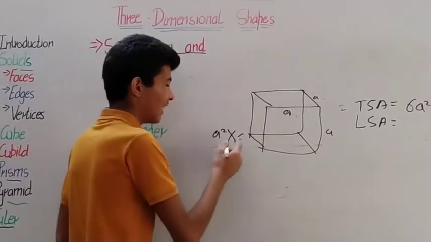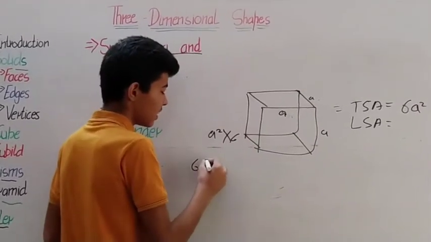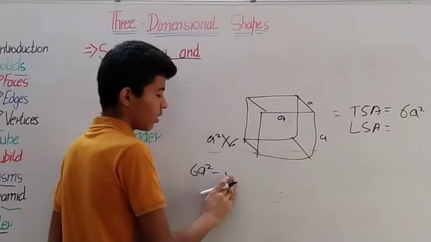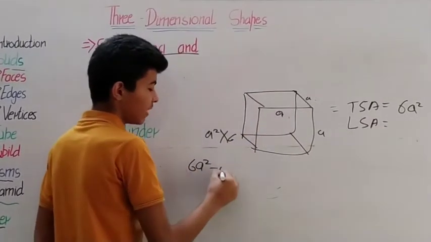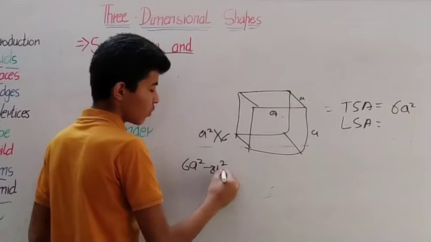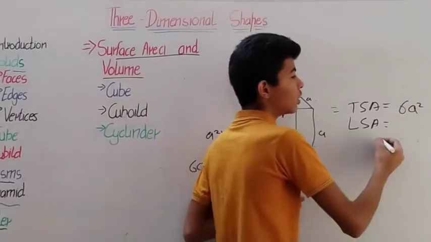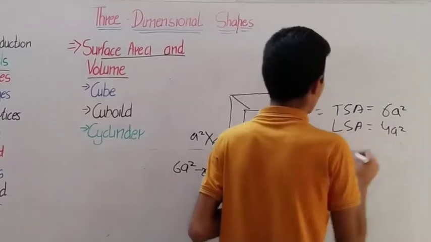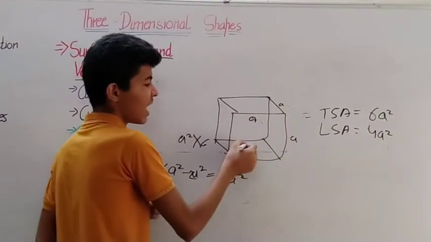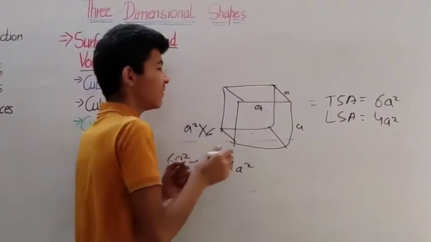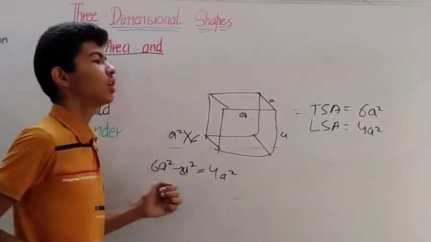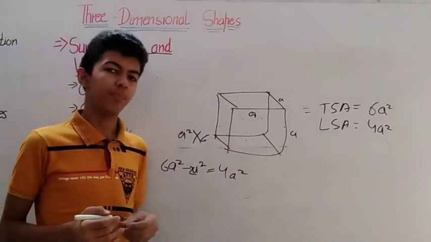That means we have to subtract 2A square from 6A square, and what remains is 4A square. So the lateral surface area is 4A square. Or you can calculate it as one face area, A square, and we require 4 faces, so we have 4A square.